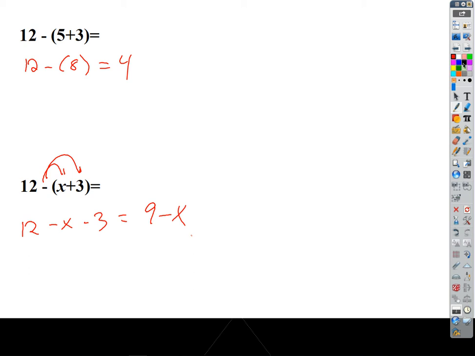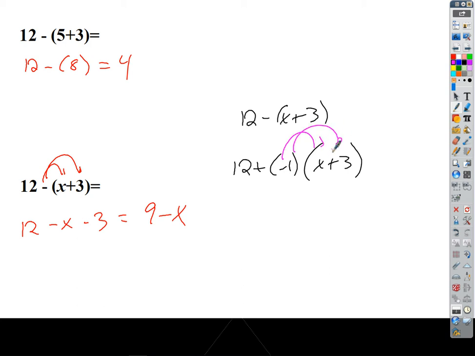Technically, I want to show you what you actually did. What you actually did, if you start off with 12 minus x plus 3, what are you really distributing when you distribute a negative? Negative 1. Yeah, this is the same thing as saying 12 plus negative 1 times x plus 3, right? And so technically, you're really distributing the negative 1, but you don't have to write it out like that. This is how I would do it, right? We know what we mean, but I just want to make sure we draw those connections.